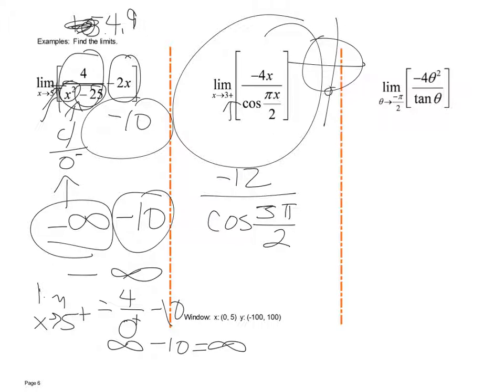Think unit circle. It's down here. Cosine of 3 pi over 2 is 0. So I have negative 12 over 0. But remember, I'm not really getting to 3 pi over 2. I'm getting close from the right-hand side.